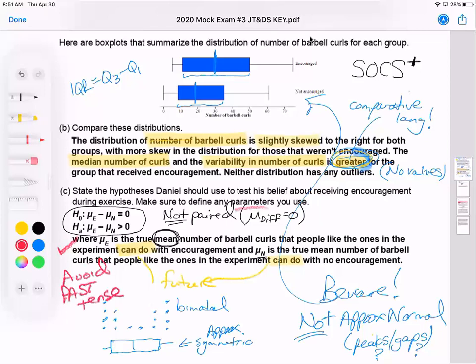When you're talking about parameters, the reason we avoid past tense is because we don't want the parameters ever to sound like they refer to the sample mean or the sample proportion. If you use past tense, it sounds like you're referring to the sample, but the whole point of hypothesis testing is that we'd like to know about the unknown or true mean, the population mean, not the sample mean.